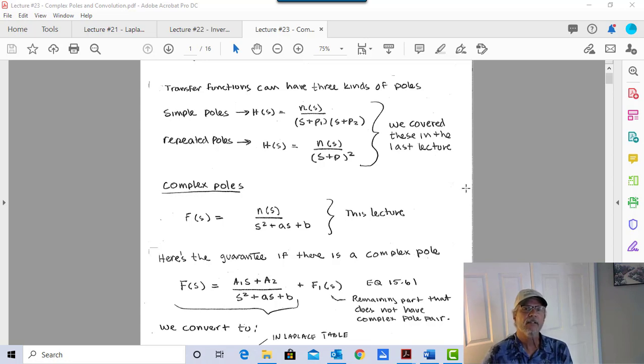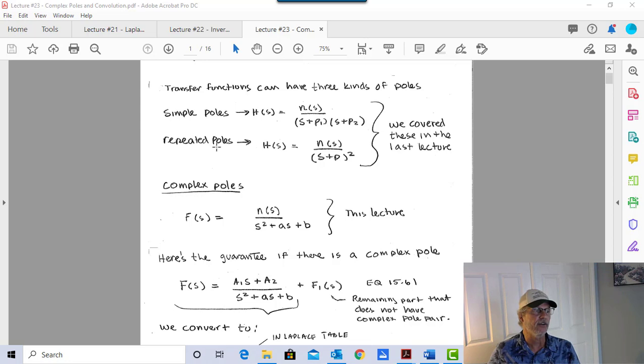Now, in our last lecture, we talked about guarantees. And we had a guarantee for our simple pole. Or in other words, we were guaranteed that this part of the transfer function could be represented by A1 over s plus p1 plus A2 over s plus p2. That's our guarantee. And the beauty of that guarantee to me is that from our guarantee equation, we could just solve for A1 and A2.